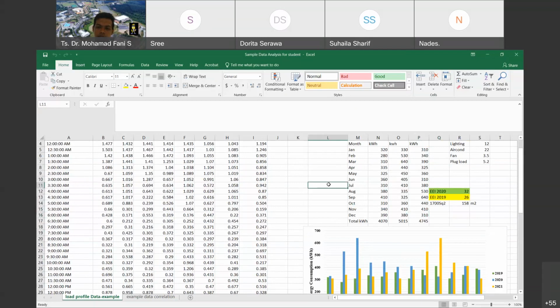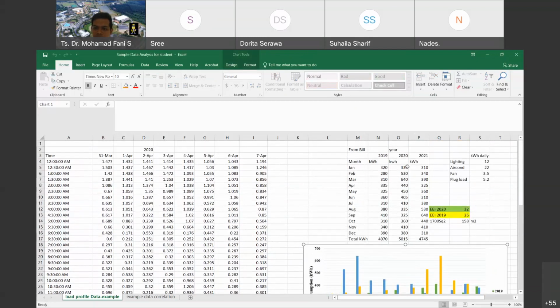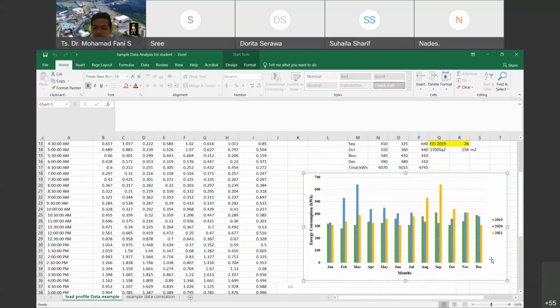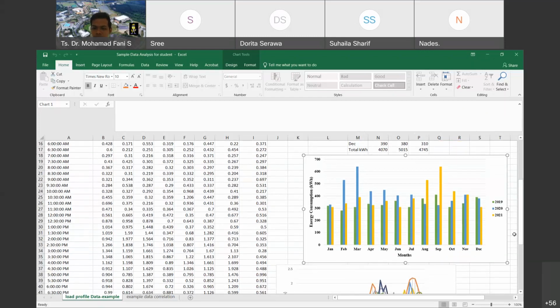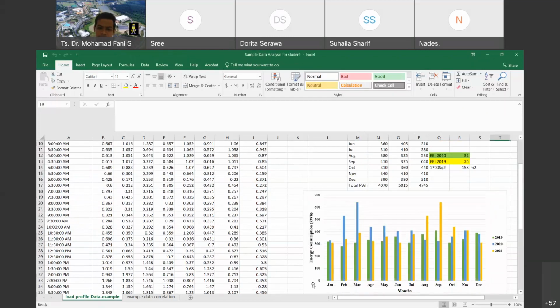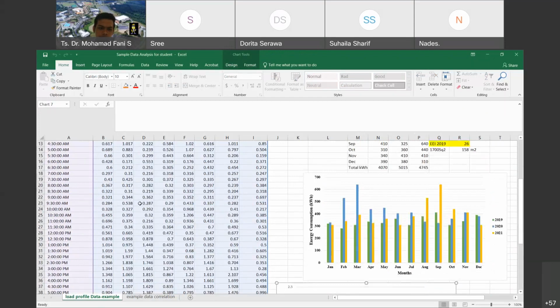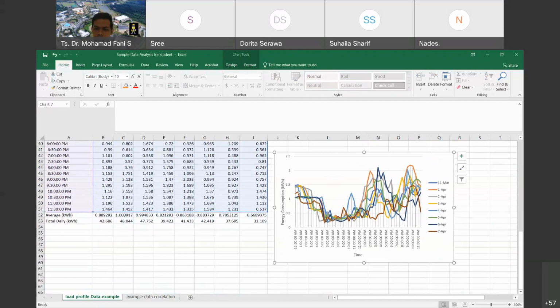Okay, for example here, this data I got for 3 years. For 3 years, you can plot the graph something like here. This one is monthly data, and the other data is 7 days, 24 hours data. You need to plot the data something like this to find the 7 days or 1 week of data at least.